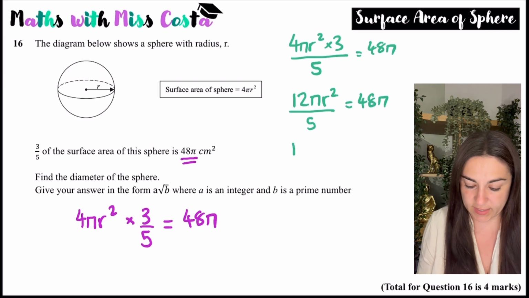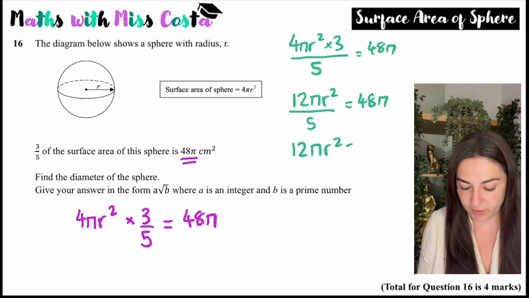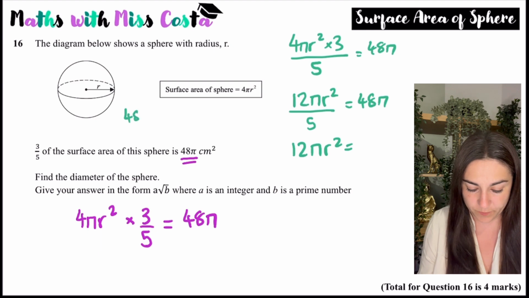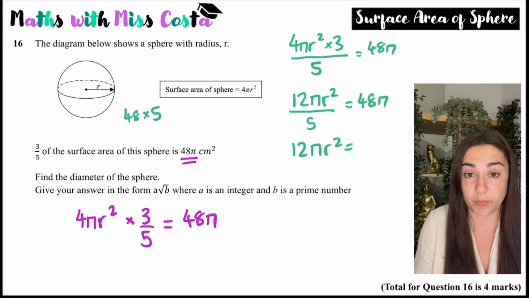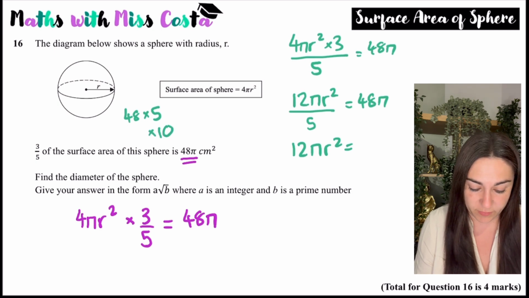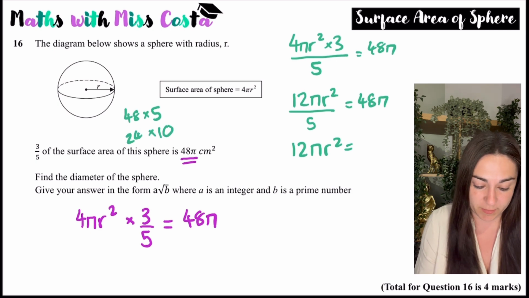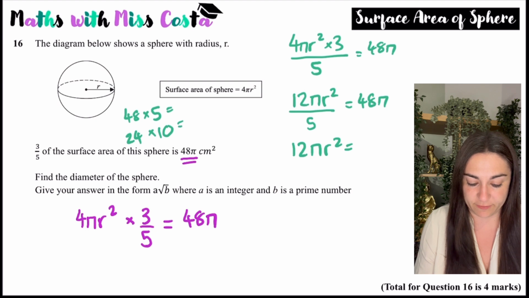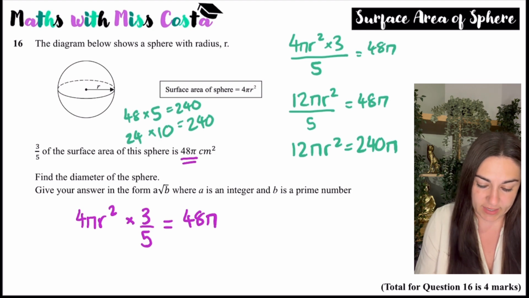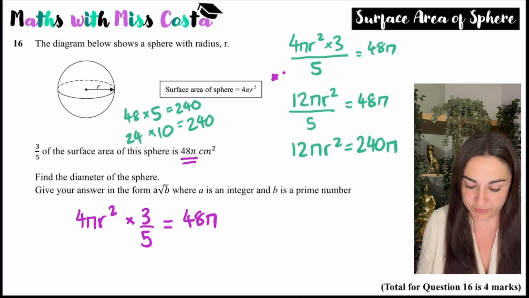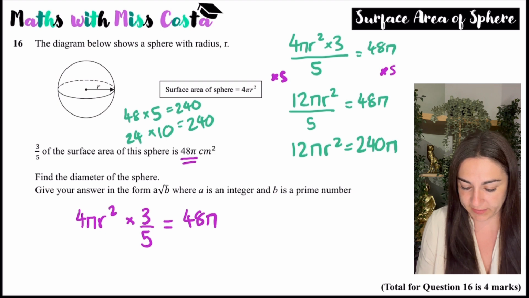I could then multiply both sides by 5, so 12 pi r squared must equal 48 times by 5. If I use the doubling and halving method, double one and halve the other. So if I double this, it becomes 10, which is super easy to multiply by. And I'd have to halve this, and that would give me the equivalent answer. So 24 times 10 is 240, which means 48 times 5 must also be 240. So that would be 240 pi. And all I'm doing is just rearranging the equation. So the first step, what did I do? I multiplied both sides by 5.